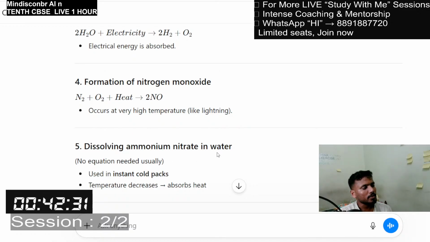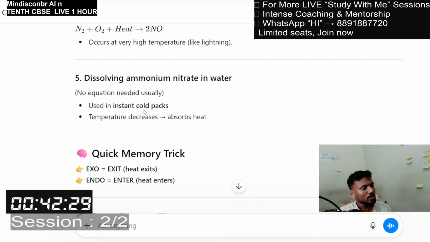And dissolving ammonium nitrate in water, used in instant cold packs, the temperature decreases, which means it absorbs heat. This is an example which we will study in higher classes like plus 1 and plus 2. We are dissolving ammonium nitrate in water. We don't need the equation at this time. Just remember that this is used in instant cold packs.